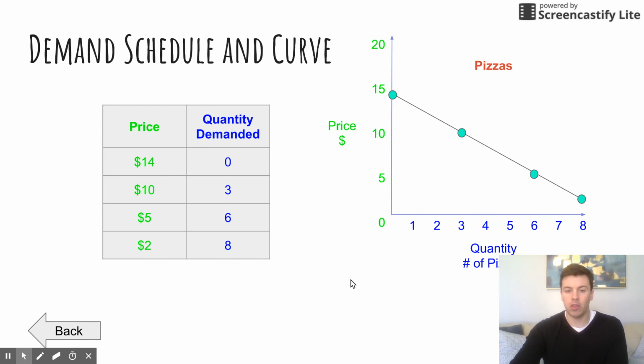Now, looking at these points, I also wanted to make sure you realize that we always need to label our graph. So in the case of this demand curve, I usually put the label down at the bottom at the end of the line. Just label it with a D.